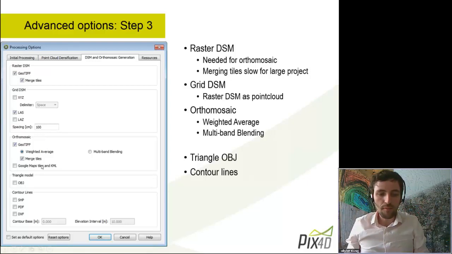If you select Google Maps tiles and KML, this is going to generate a tree of small images of 256 by 256 resolution, which is exactly the same format as what is used in WMS, TMS, and services like Google Maps. In addition, we also generate the KML files that allow you to directly import and visualize the auto mosaic in Google Earth. The last outputs are the triangle model in OBJ format and the contour lines.